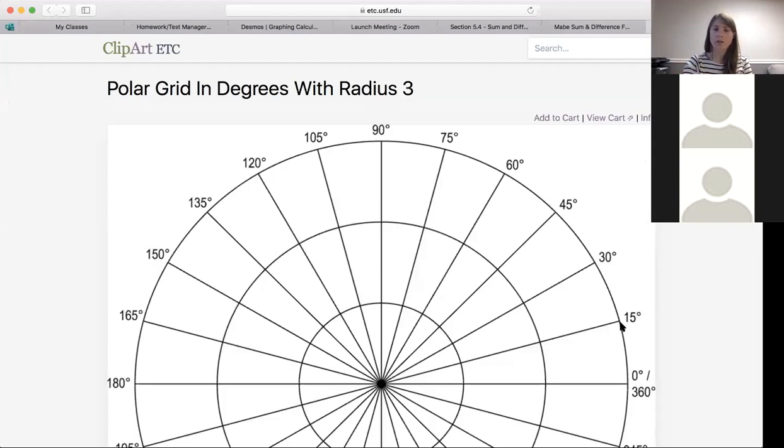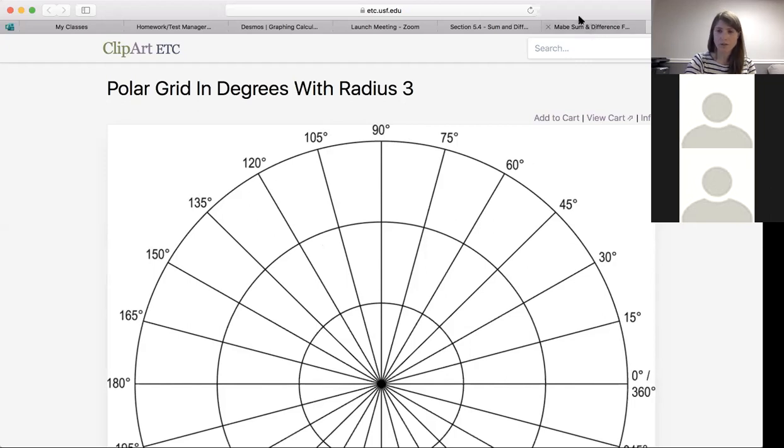So I will put either this one or something kind of similar. This one maybe has a little bit more radius filled in than I would like to see, but it allows you to now fill everything in terms of our X and Y coordinates.